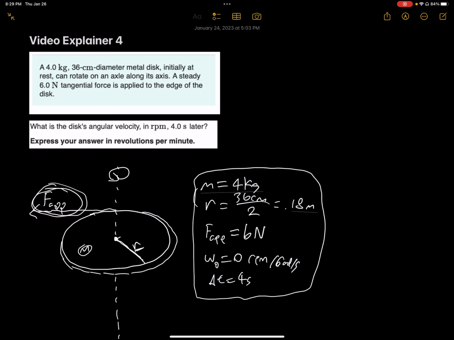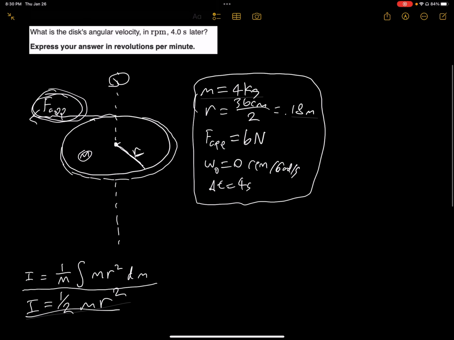Note that that's pretty important. It's generating torque, and if it's perfectly tangential, then it all goes into the proper component of torque. What is the disk's angular velocity in rotations per minute 4 seconds later? And that is an important problem. So, express it in RPMs, revolutions per minute.